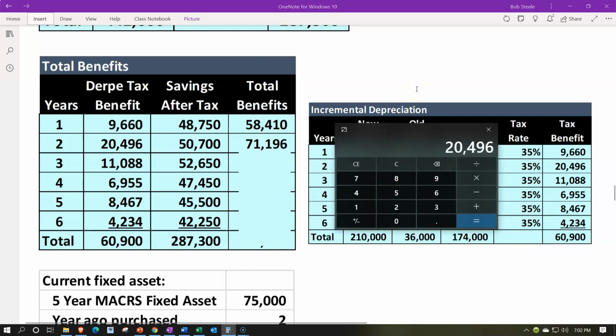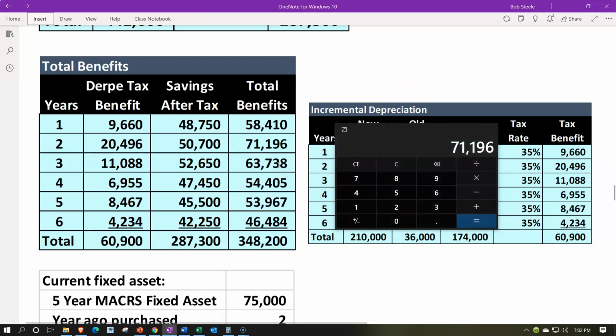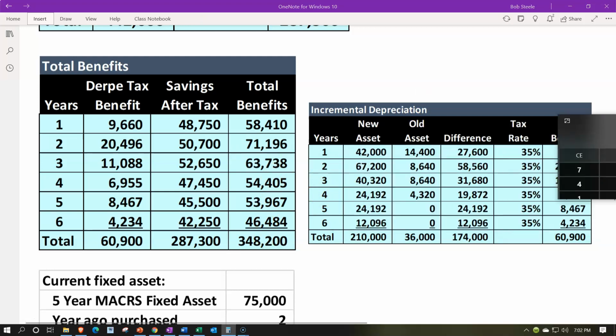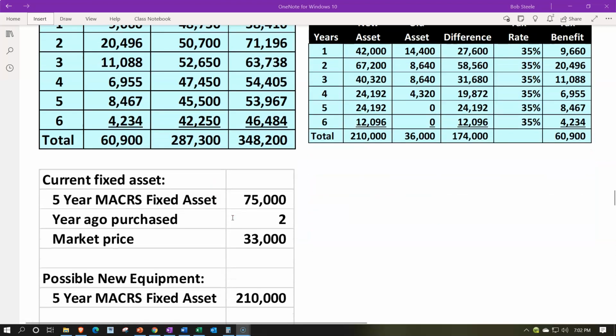The 2,496 plus the 50,700, 71,196, and so on and so forth. And there we have our benefits. Now I put this one over here just so you can kind of see that ties over. Now this then is what we can use to apply our net present value calculations to. This would be basically our flows that now we can apply the net present value at the discount rate.